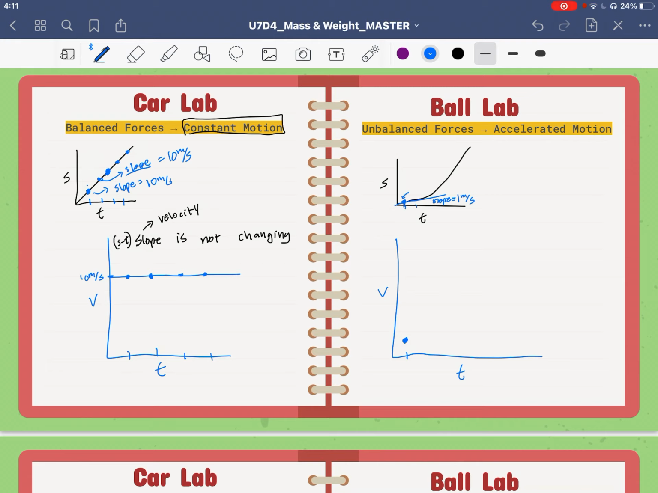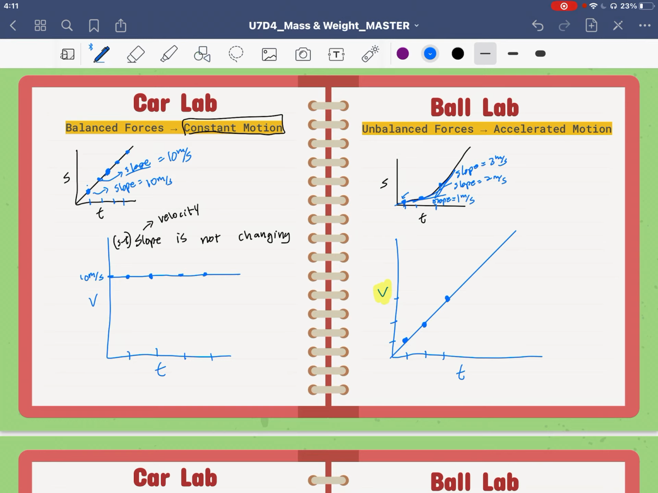At my next time interval, I'm going to take another tangent line and I'm going to figure out the slope. Maybe the slope is 2 meters per second. So at that second time interval, 2 meters per second. My third time interval, my slope, maybe now it's 3 meters per second. So on my time plot, I would plot 3 meters per second for my slope, or better yet, my velocity. And then I'm going to end up with a line that looks something like this.